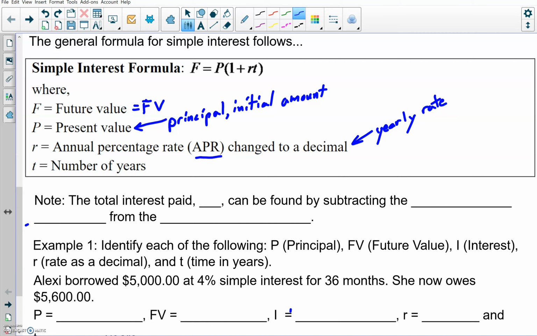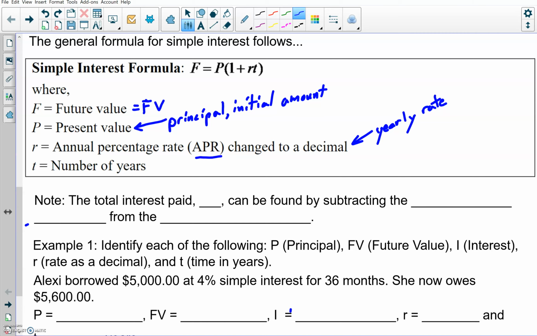And because the rate is always going to be a yearly rate, if they gave you months for time, you need to convert that over to years by dividing by 12, because there's 12 months in a year. So keep that in mind. There's going to be problems where they're going to give you months, and you need to convert it to years to get the right answer.